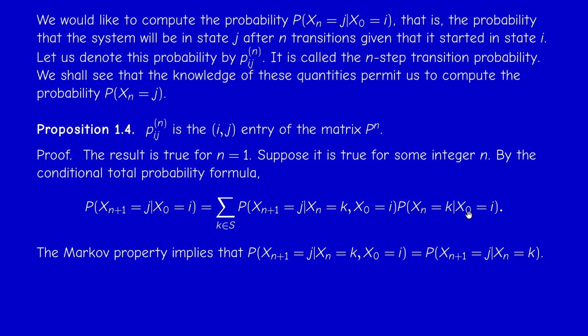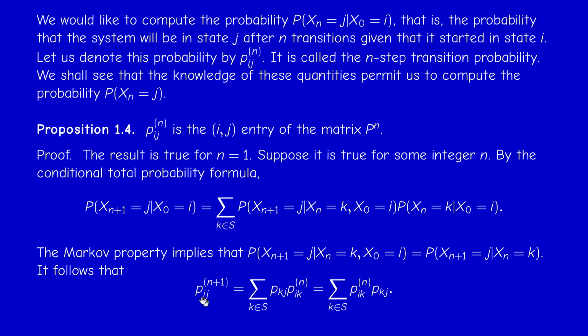Okay, and this is what? This is p_ik to the n, right? So I can rewrite my equation as, so this is p_ij to the n plus 1, as we observe by definition. This term here is p_kj, and this term is p_ik to the n. Okay, and I can also rewrite it in reverse order if I like.